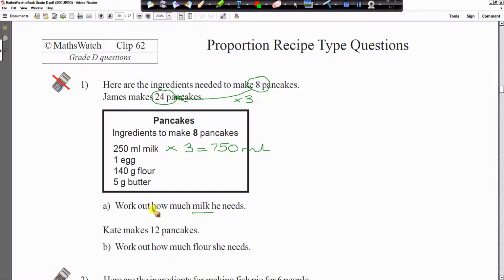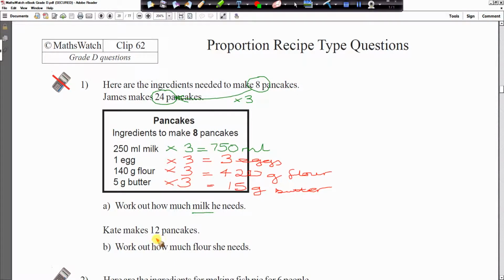So for part A, all they've asked us to work out is the amount of milk he needs for 3 times the number of pancakes. I want you to work it out for each ingredient for me. Each one you would do the same thing, you would multiply it by 3. So I want you to multiply these 3 ingredients left over by 3 and give me the answers, please. Do that now. The answer given to me by my student is the following: 3 eggs, 420 grams of flour, 15 grams of butter, and we carry on with the rest of the ingredients.